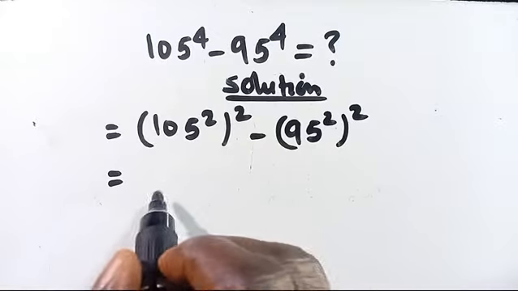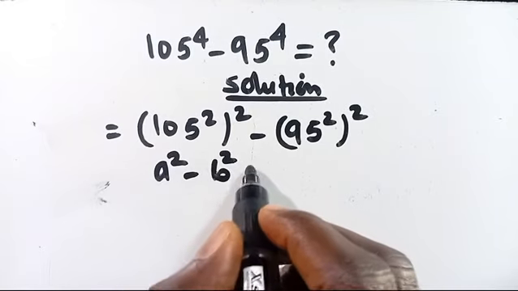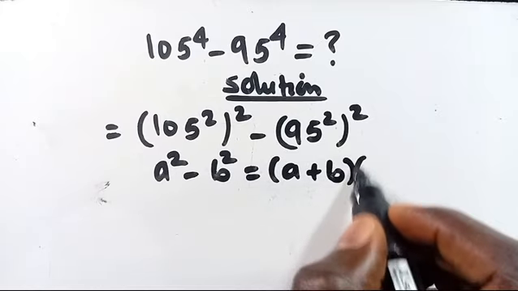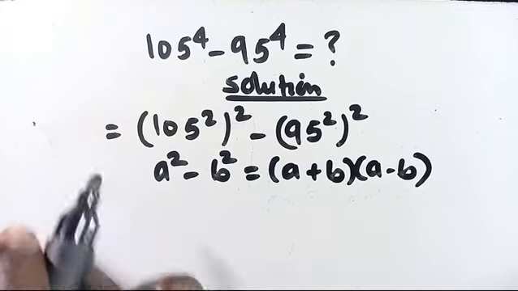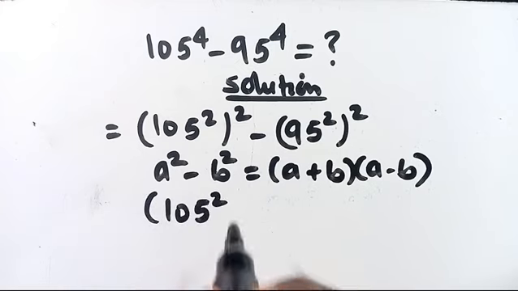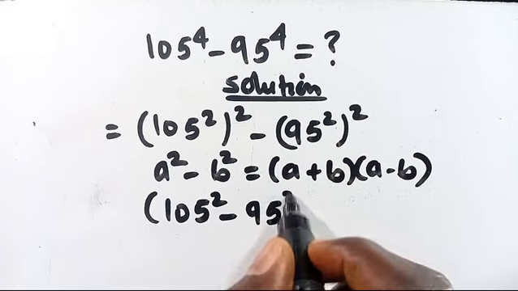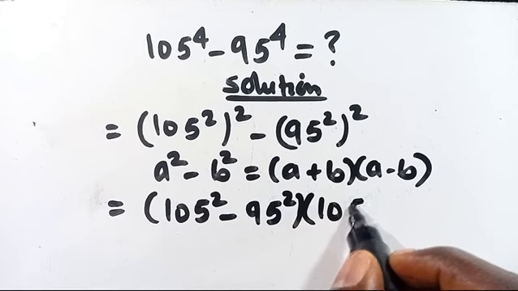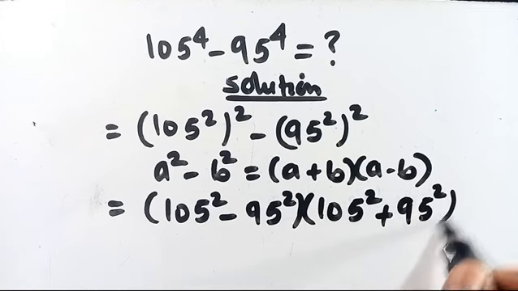Now, recall that when we have a squared minus b squared, it equals a plus b times a minus b. So from here we have 105 to the power of 2 minus 95 to the power of 2, times 105 to the power of 2 plus 95 to the power of 2.